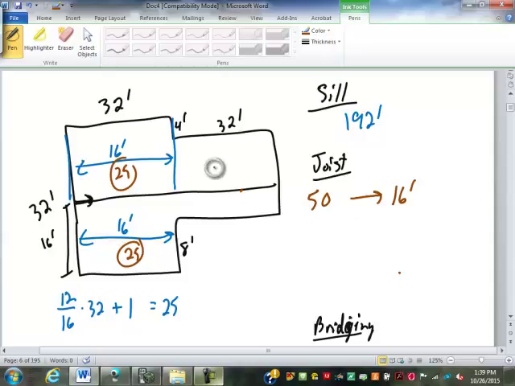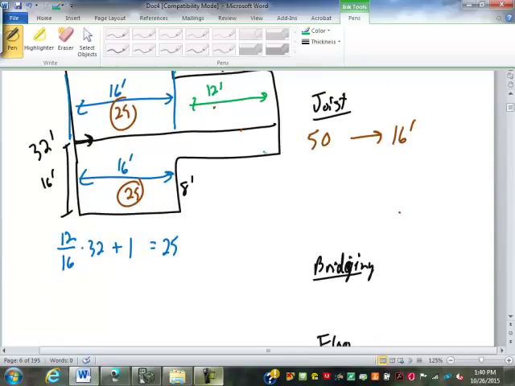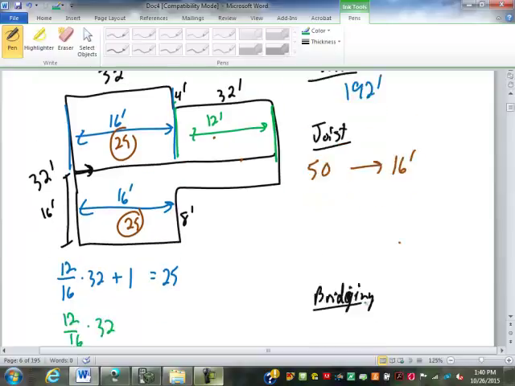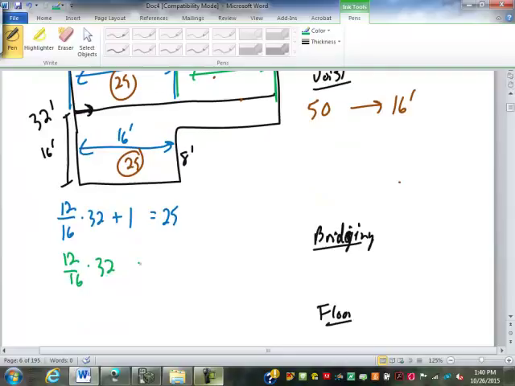So then right here, this is going to be what length? Well, 16 minus 4 is going to be 12 footers. So that's going to be 12 over 16 times 32 plus 1 or minus 1. Trick question. We don't need one on this end, but we do here. So we're not going to add or subtract. We only need it on one end. Remember, we add one if we need it on both ends. We subtract one if we don't need it on either end. But in this case, we only need it on one end, so we're not going to add or subtract. So it'll just be 12 over 16 times 32, which is 24.